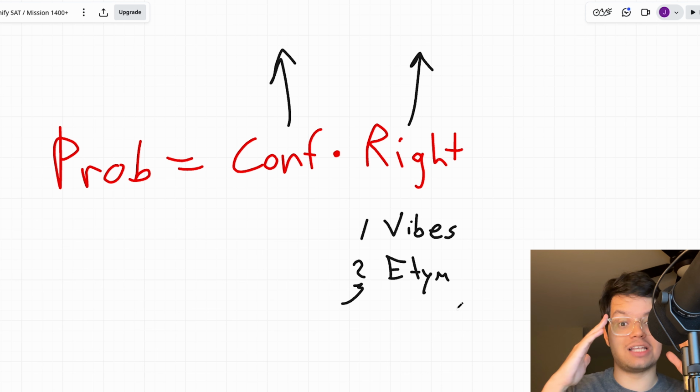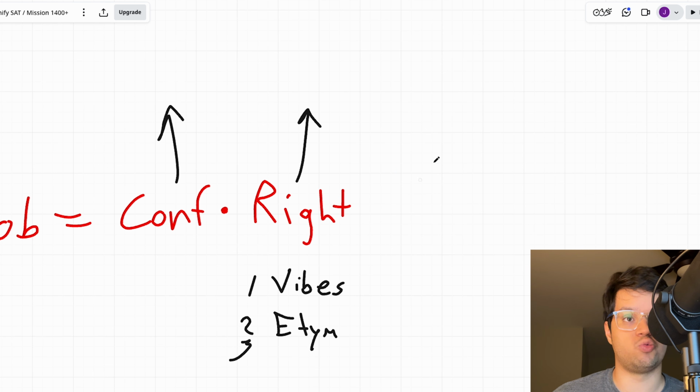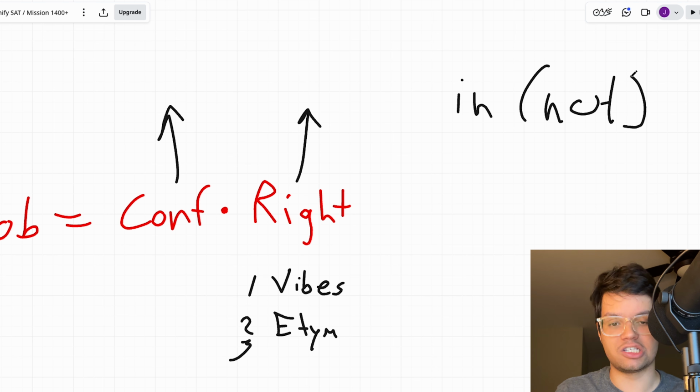Etymology refers to those kinds of things. If I have a word that starts with IN, IN typically means not. Like if I was to say the words indestructible, invincible, incapable, all those mean not something: not able to be destroyed, not able to be conquered, not able to be capable. Then using that information, you can typically find out what the rest of the word means. So etymology is a super big thing, and if you can memorize these different roots and prefixes, it makes these questions so much easier, I'll be honest.